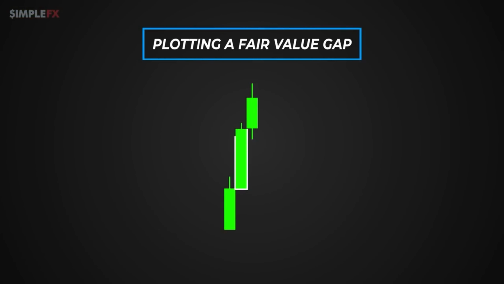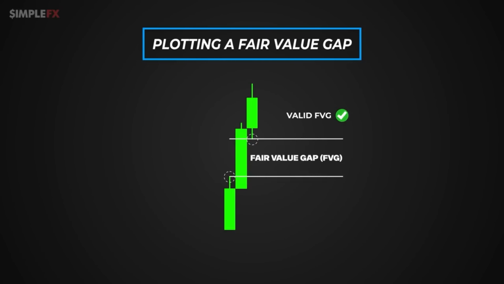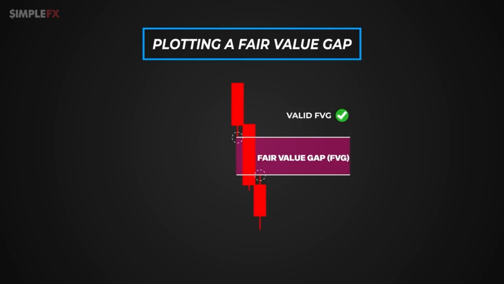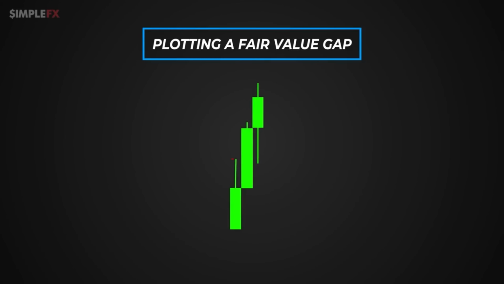To plot a fair value gap, you first need to identify a 3-candle sequence. Then, look for a large candle between 2 smaller candles, where the high of the first candle and the low of the third candle do not overlap with the middle candle. The gap between the high of the first candle and the low of the third candle is called the fair value gap. Next, you can draw a rectangle on the chart to mark the gap. This concept also applies to the bearish setups. Remember, if there's no gap between the high of the first candle and the low of the third candle, then there is no fair value gap, regardless of how large the second candle is.